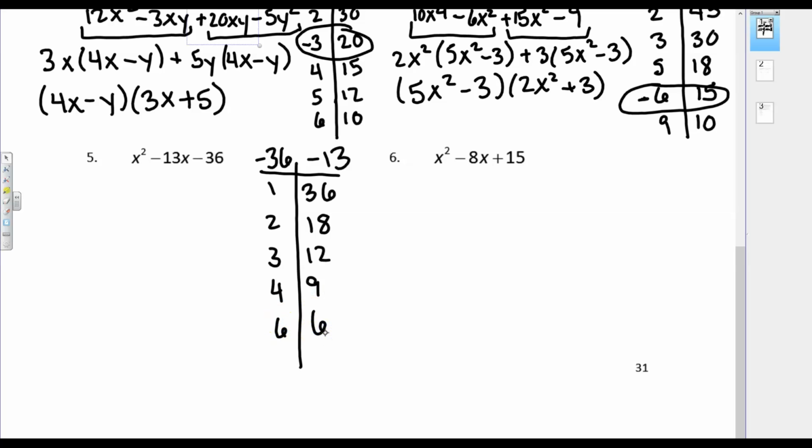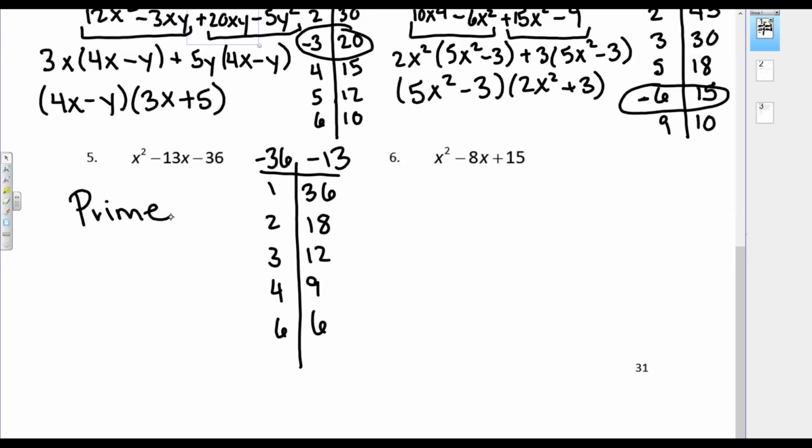I need these to multiply to negative 36 and add to negative 13. Well, 4 and 9 would add to positive 13. So if I made them both negative, they'd add to negative 13, but they wouldn't be multiplying to negative 36. So actually, none of these are going to work. There's no combination of these two numbers where I could multiply to negative 36 and add to negative 13. So we're going to say that number 5 is prime because there's no way to factor it.